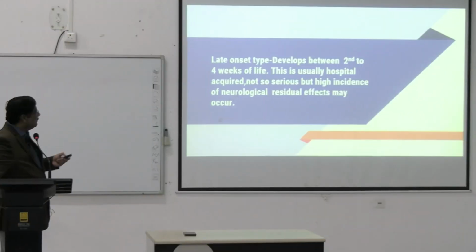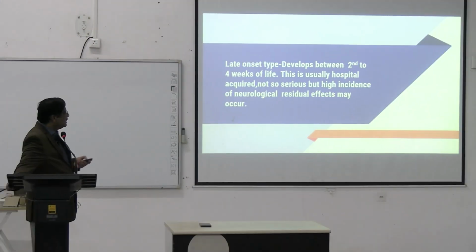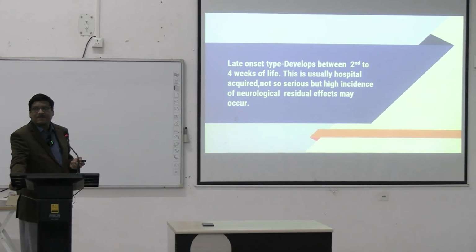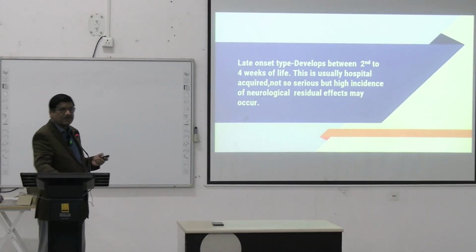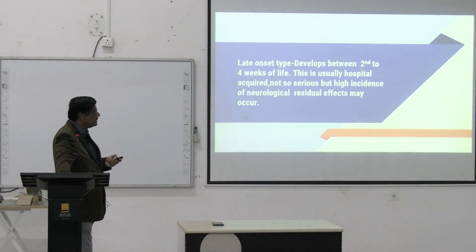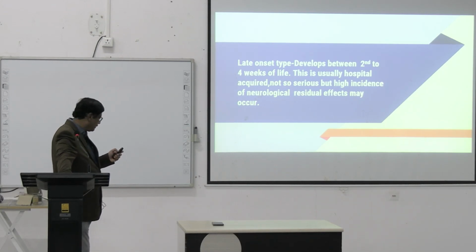The late onset type develops from hospital caregivers, from the doctors and nurses, between the 2nd and 4th week of life. This is usually hospital acquired and not so serious, but a high incidence of neurological deficit can occur from this type.